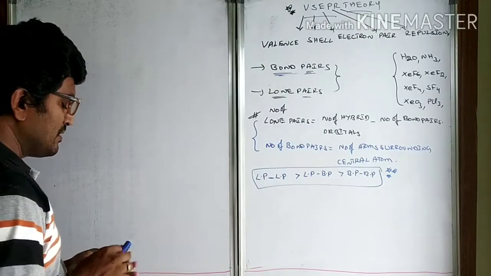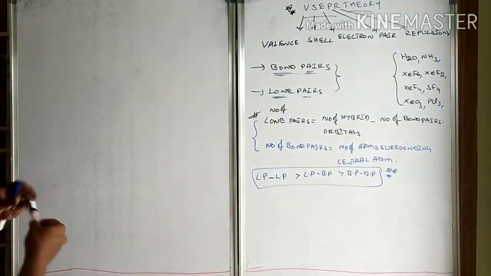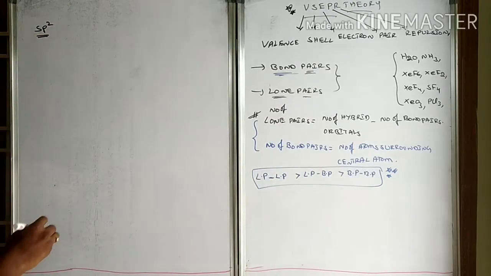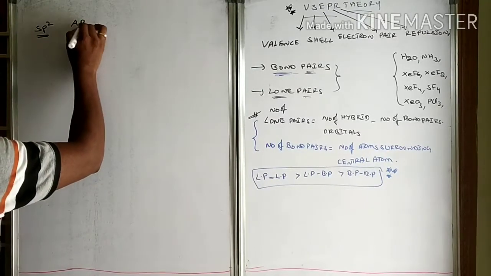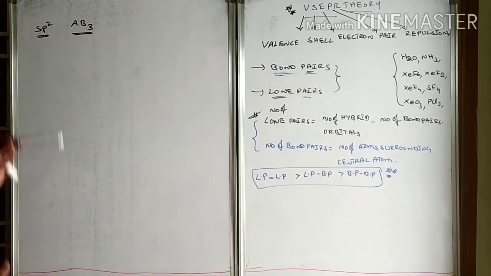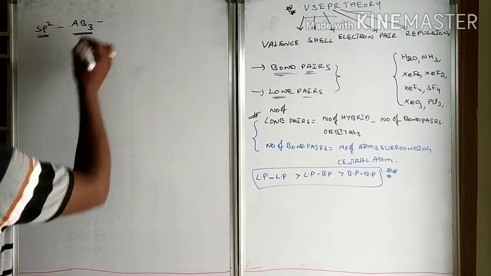So that's why they will be having the different structures. So now let us get into the things. Whenever there is sp2 hybridization, AB3 molecule is possible.